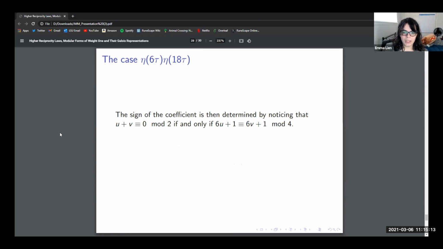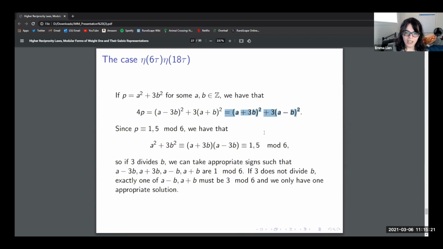So the sign of the coefficient is then determined by noticing that u plus v is even if and only if 6u plus 1 is equivalent to 6v plus 1 mod 4. So to determine the sign, we look at what these are mod 4, and if they're equivalent mod 4, then the sign is positive, and if they're not equivalent mod 4, then the sign is negative. And it actually works out pretty nicely, so that if both solutions work and we have 2 solutions, then the sign of the coefficient is positive. And if it's only one solution, then the sign is negative.